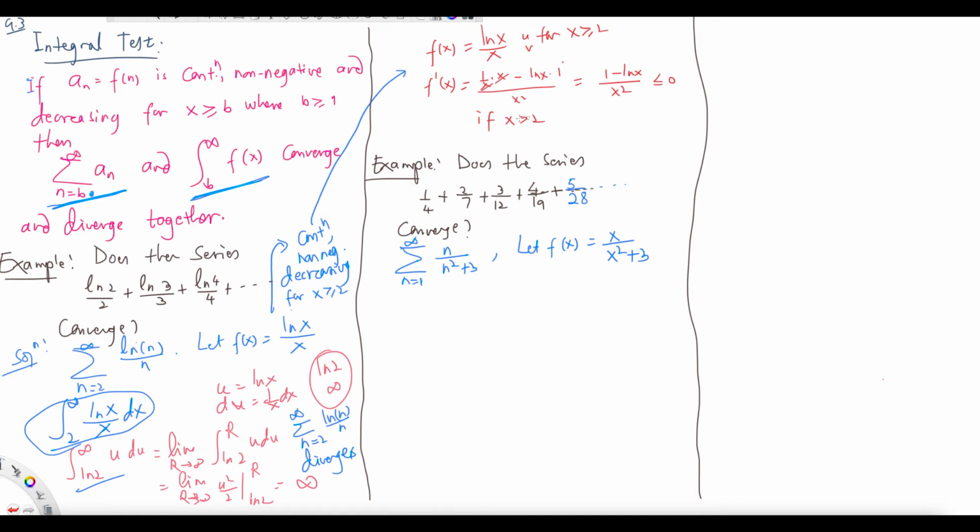All right, so we can see that this function f of x is continuous, non-negative, and then decreasing for x greater than 2. Okay, now what we did after that is, to check the convergence or divergence of this series, you can basically check the convergence or divergence of this integral here.